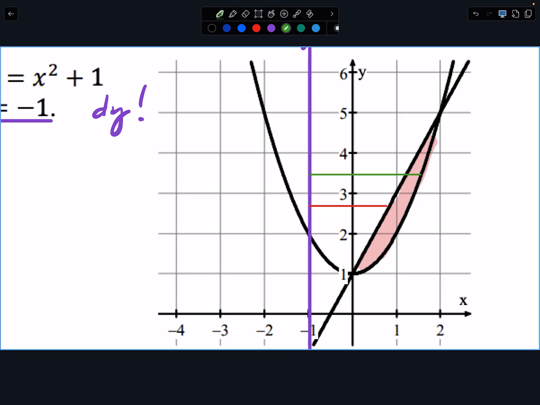So this is going to be big R because it's larger. And then do you agree that this will be little r? Because do you see how this distance is smaller than that distance? Does that make sense?